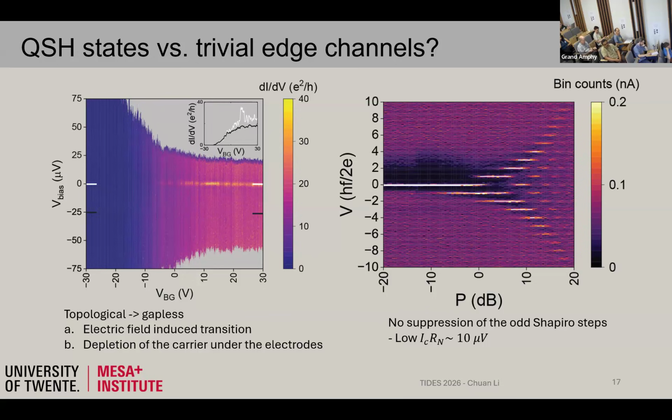But then another side is the Shapiro step measurement. So previously I mentioned, if you have the topological state, your supercurrent changes from 2 pi to 4 pi period. And this can be seen when you measure the radiation response. So normally if you have a 2 pi state, you measure this quantized Shapiro step with hf over 2e. And then when you have 4 pi, you double the step. And this has not been seen in any of our devices.